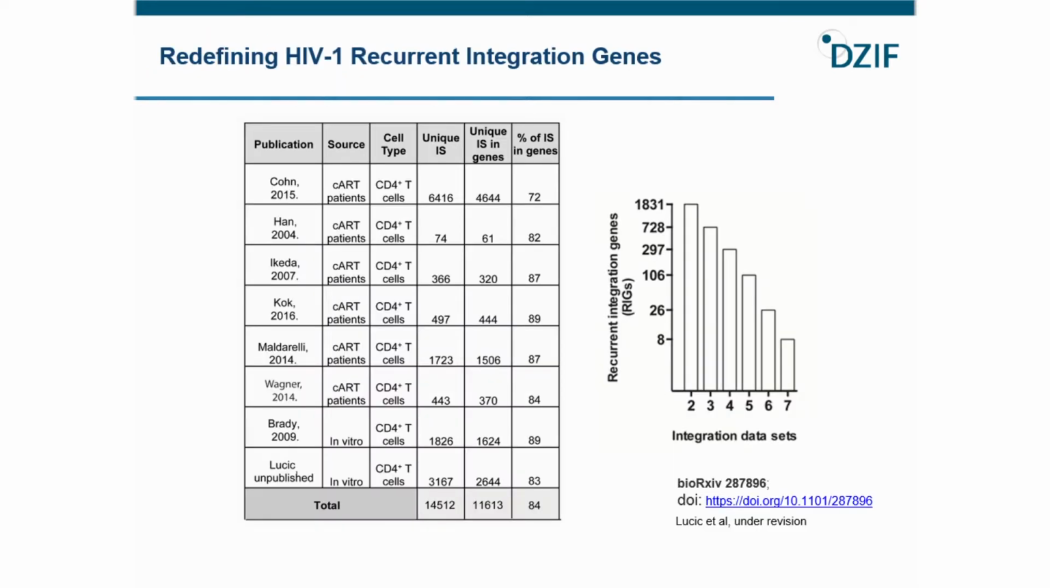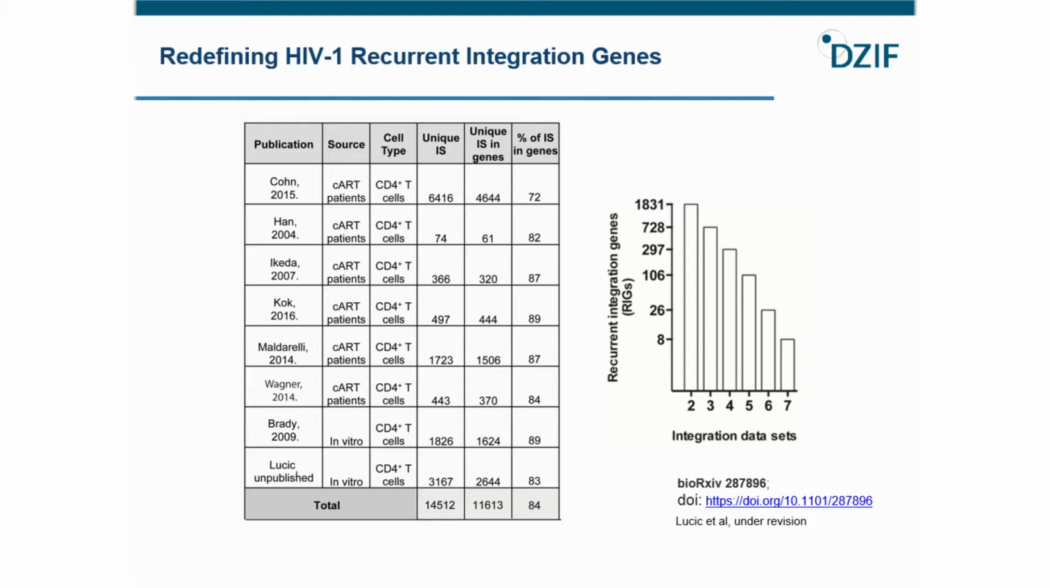And to do this, we now created a new list which contained all these patient data plus our own integration sites, and a study by Brady from Bushman in which only CD4 T cells were analyzed. And we came up with a much larger list in which we have 14,000 integrations into 11,000 genes. And as you can see, the percentage of HIV integration into genes is more than 80%. And then when we merged this together, we came up with 1,831 genes which are recurrently occurring at least in 2 lists of data sets.